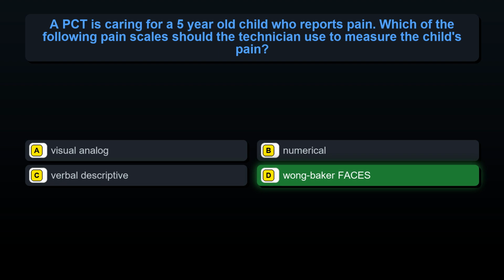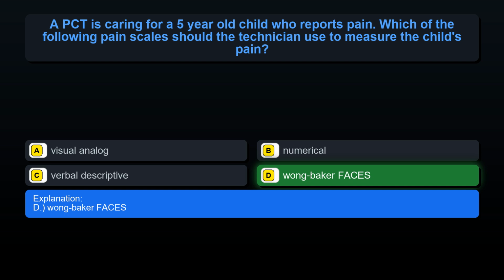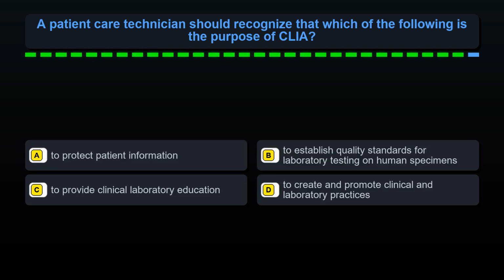The correct answer is option D, Wong-Baker faces. D, Wong-Baker faces. Question 75. A patient care technician should recognize that which of the following is the purpose of CLIA? Option A, to protect patient information. Option B, to establish quality standards for laboratory testing on human specimens. Option C, to provide clinical laboratory education. Option D, to create and promote clinical and laboratory practices.